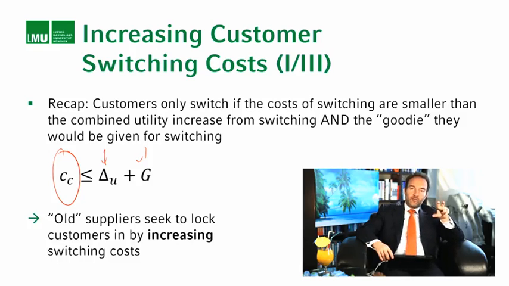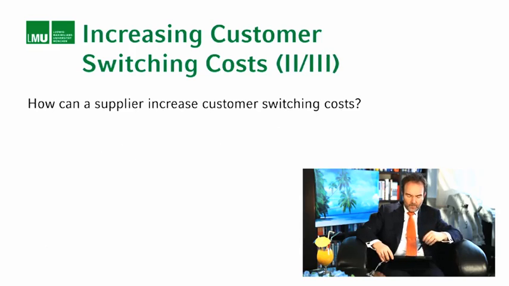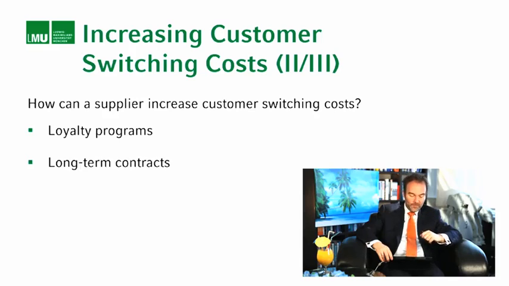So old suppliers, the ones with the current consumers, will seek to lock in consumers by increasing the switching cost. But how do they do this? How can a supplier increase consumer switching costs? Well, through the loyalty programs that we spoke about. That makes it more costly to actually switch, and we're going to look at this a little bit later in this video. Long-term contracts: if you sign someone up on a long-term contract, then during the duration of this contract, he's unlikely to switch because he would have to pay you out to be able to exit the contract.